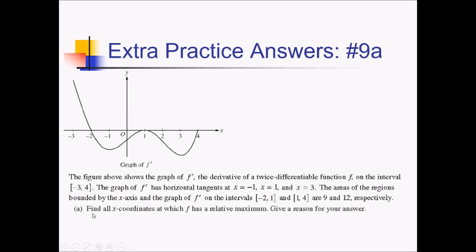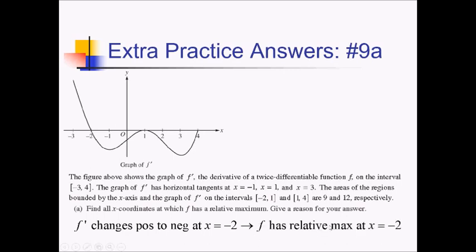So, part A, find all x coordinates at which f has a relative max. We're looking for places where f prime is changing positive to negative. Looking at our graph, we see that f prime changes positive to negative at x equals -2. Therefore, f has a relative max at x equals -2. And this is what you needed to show to get full justification points. F prime positive to negative.